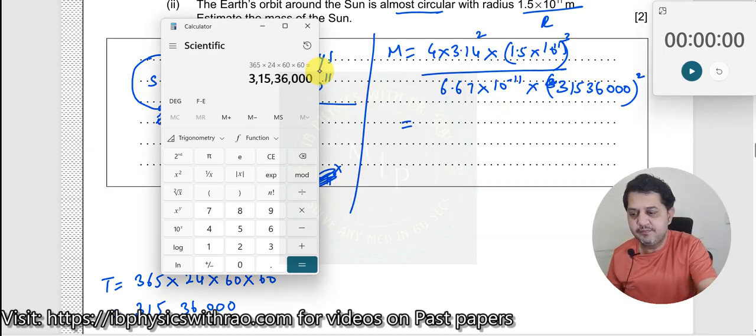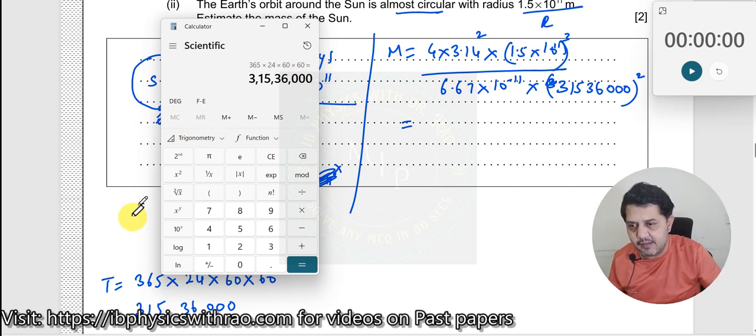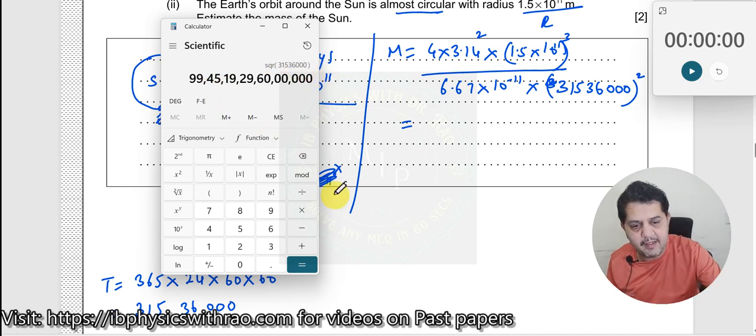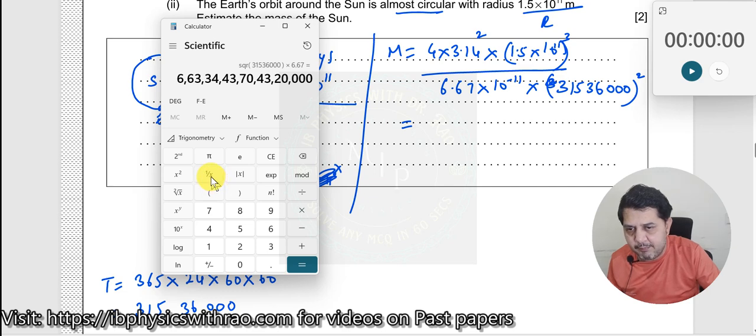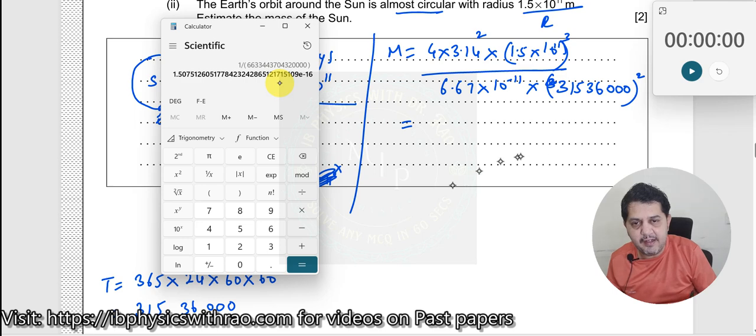So I will take the square of this. The square of this is so much, it is very big. Anyway, multiply this by 6.67. I'll do the denominator first. I get a very big number. I'm not going to write that. I'm going to keep this in memory, or maybe take the reciprocal of this. I take the reciprocal, I get something over here. In fact, I have not used 10 to the power of minus 11 yet. I will keep it aside.